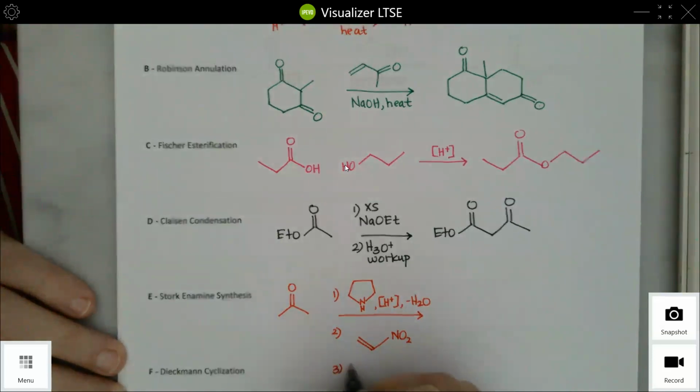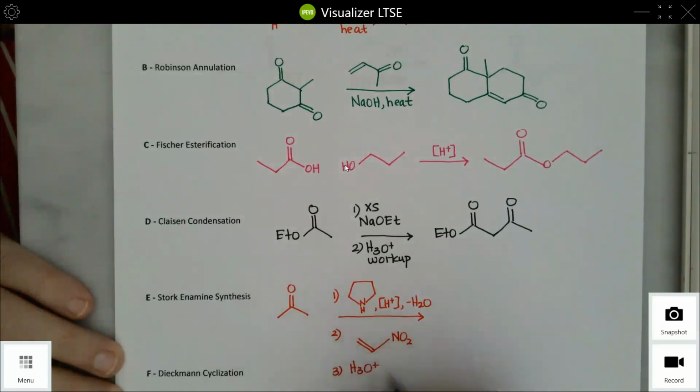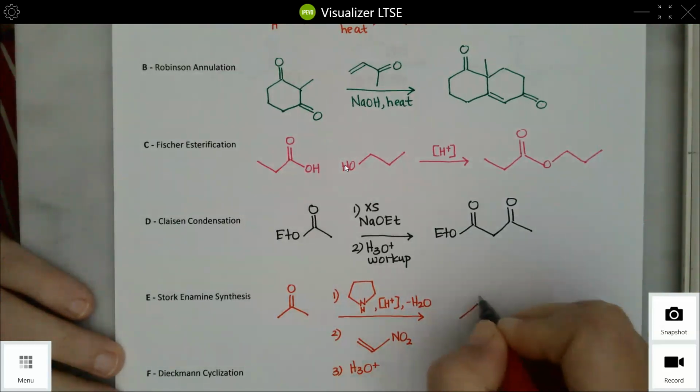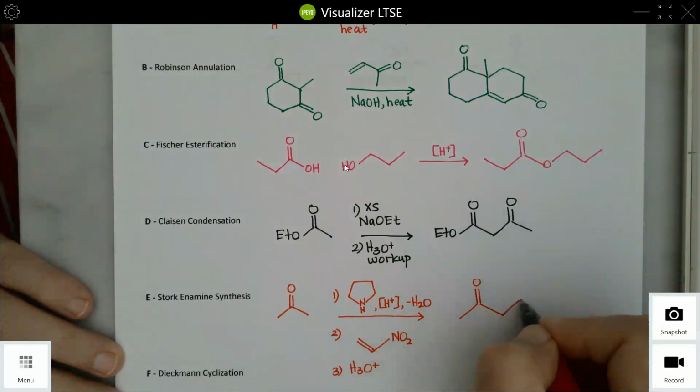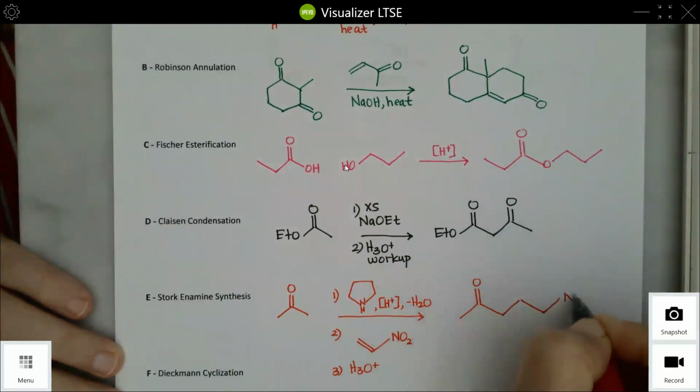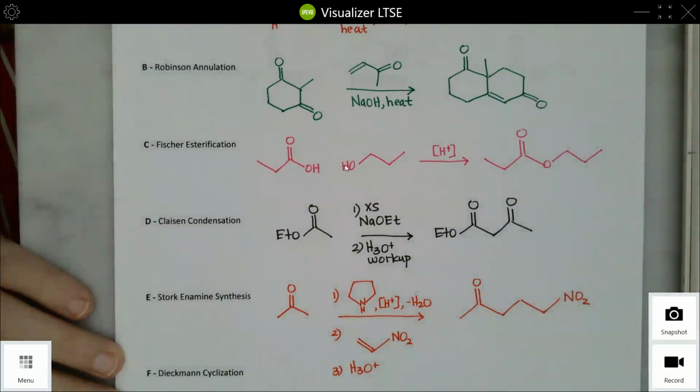And then we typically need an acidic workup. We would have formed the enamine, but the enamine goes away eventually. And it's going to form a bond with this carbon. So we're going to attach this to carbon, carbon, and then nitro group.